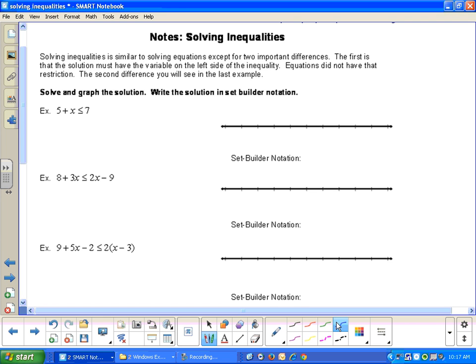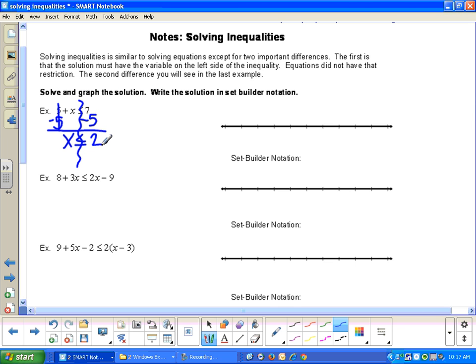So first of all, we have two sides of our equation. We have 5 plus x is less than or equal to 7. We want to do the opposite operation just like we've done before. Subtract 5, right? Subtract 5 from both sides. Let's cancel out. We have x is less than or equal to 2.